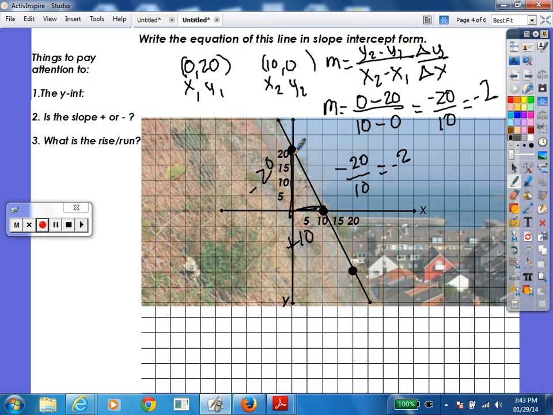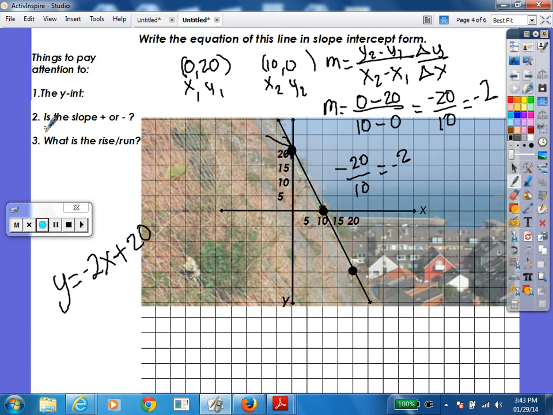That really means for every 2 we go down, we go 1 over. 2 down, 1 over, 2 down, 1 over. That's how that slope works. So we have that slope figured out. Okay, so our slope is negative 2. So our equation is y is equal to negative 2x. That's our slope. And our y-intercept is right there. We don't have a problem with it, plus 20.